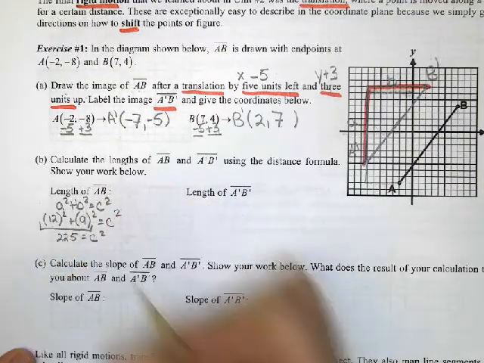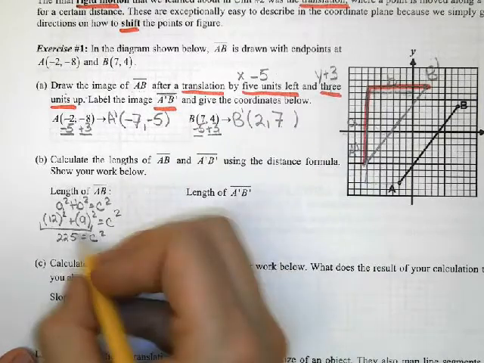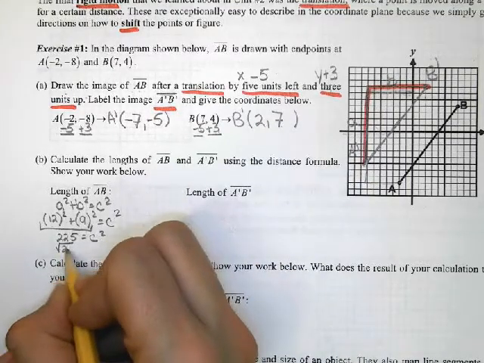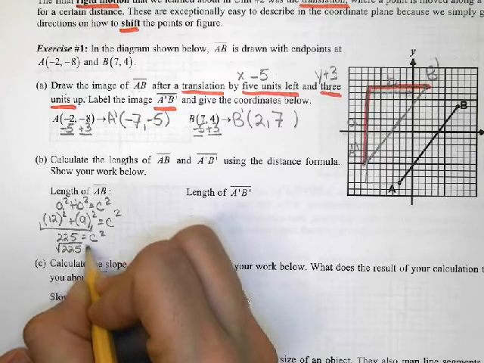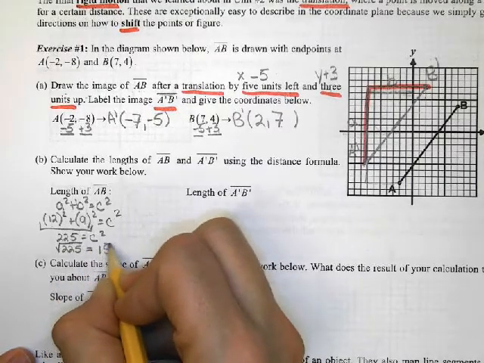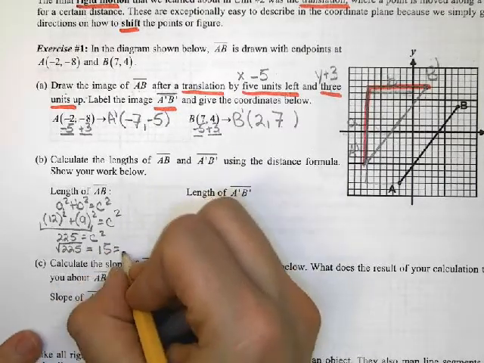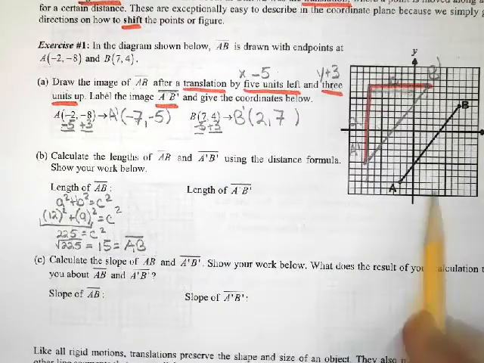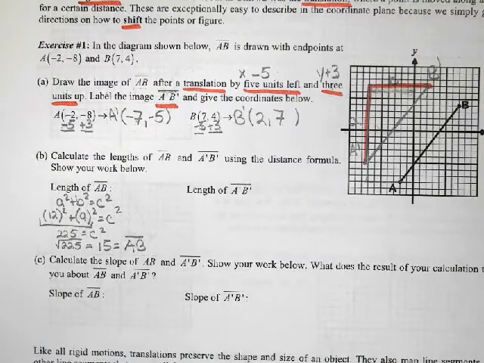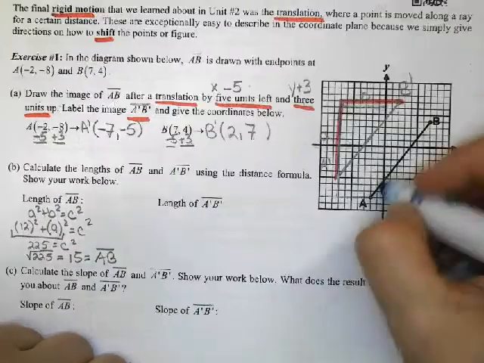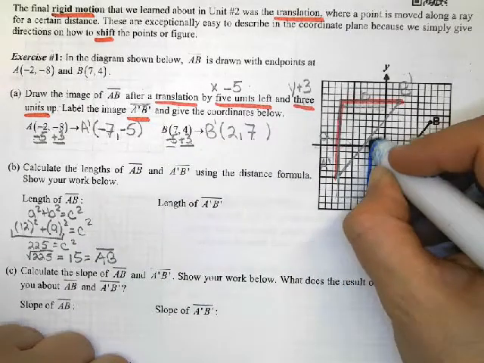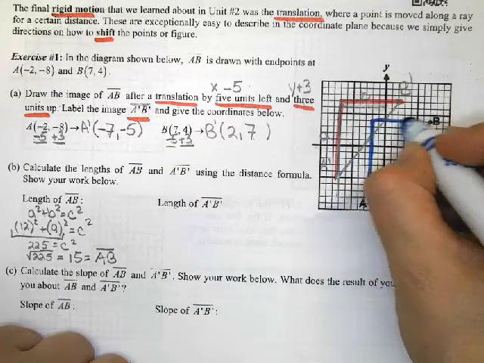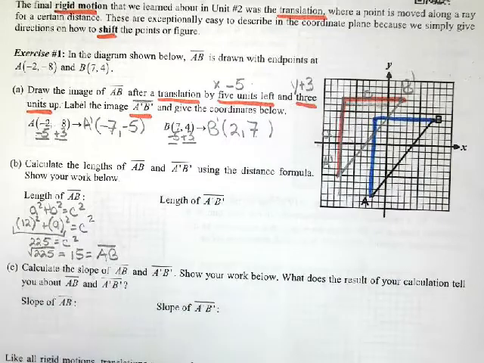And remember, the last step is to take the square root, which is going to give me 15, which is going to be the length of AB. And as you notice in the diagram, I connected A prime to B prime. So that's really A prime and B prime. But if I connect from A to B in the same manner, I'm going to get those same numbers.